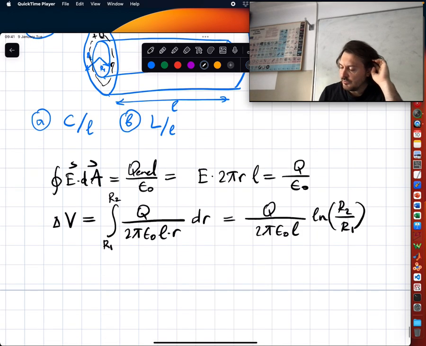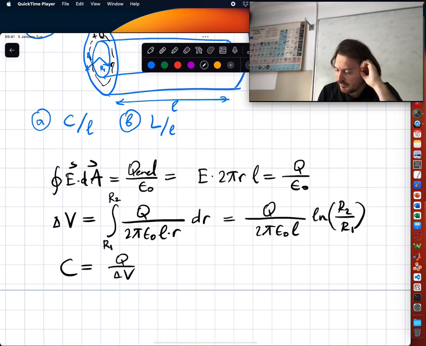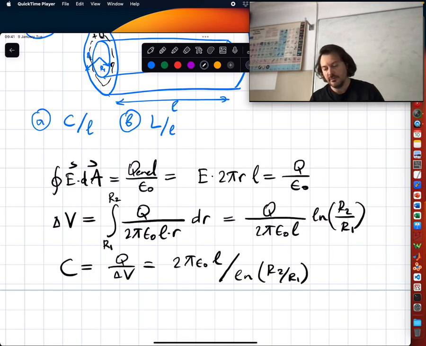Now, you know delta V. How do you derive C? Q over V, Q over delta V, which is going to be 2 pi epsilon 0 L over ln R2 over R1, and that gives you C over L if you take L to the other side, right? This is capacitance. How do you find inductance?